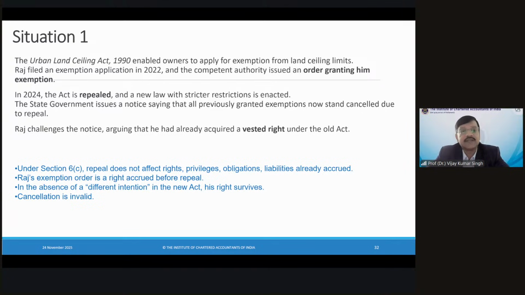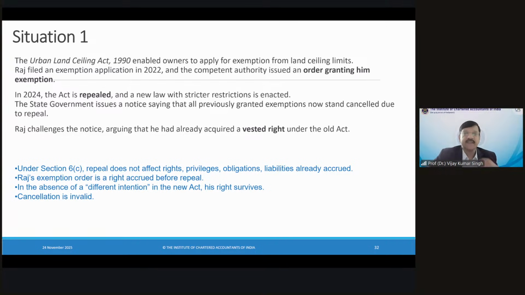granting him the exemption. Later on, in 2024, the act was repealed and the new law with stricter restrictions came into existence. So, the state government issued a notice saying that all previously granted exemptions now stand cancelled due to the repeal. Now, Raj challenges this notice, arguing that he had already acquired a vested right under the old act. So, this is the problem.